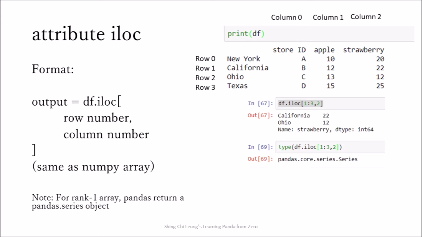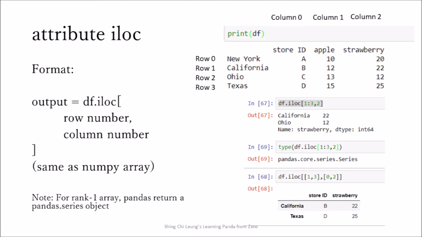Now let us examine the example by calling row 1 colon 3 and column 2. As we have mentioned, the colon here refers to a range, but with the end value omitted. So 1 colon 3 means rows 1 and 2, and column 2 refers to the column strawberry. Combining these two pieces of information, this means that we will have the data 22 and 12 as shown here in the slide. Notice that when Pandas returns a one-dimensional object, it is not a data frame, but a series.